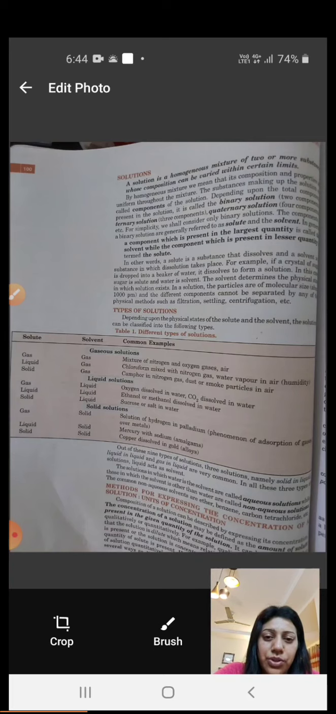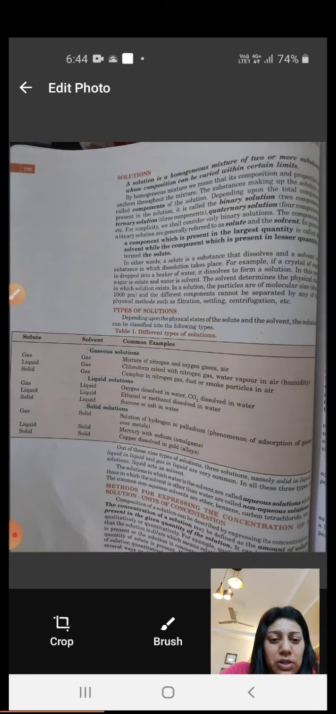Next one is solid solution, in which the solvent is solid but the solute can differ: gas, liquid and solid. Gas in solid, example like this. Liquid in solid, example is mercury with sodium. And solid in solid, like copper dissolved in gold.